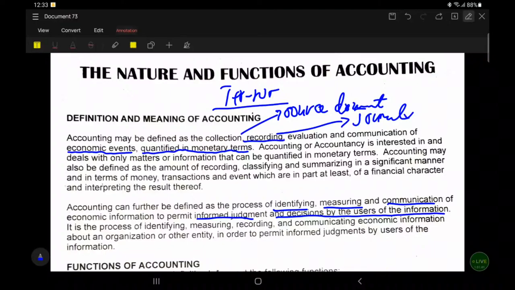So our next meeting is going to be on accounting equation. So let's take note of that.